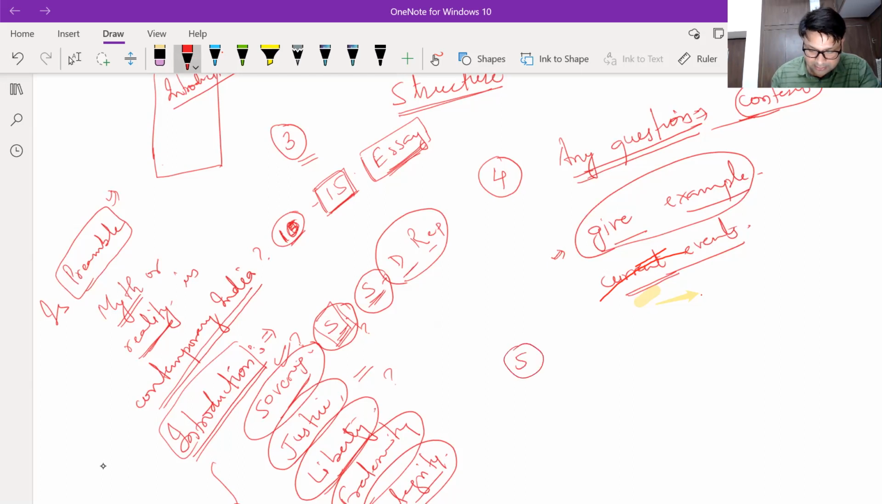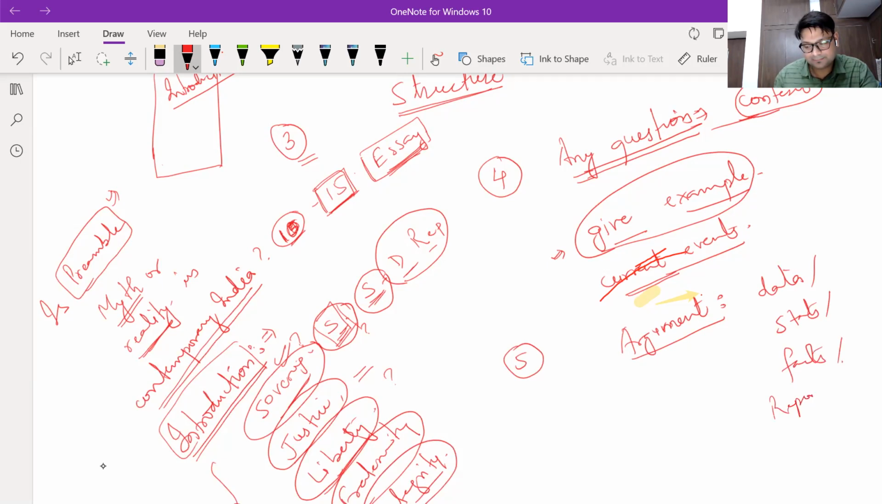The fifth point that I normally try to see is whether you have justified your argument. Suppose you give any argument to and fro, right? Your arguments should be backed by logic, facts, stats, data. Right. Some report or anything.